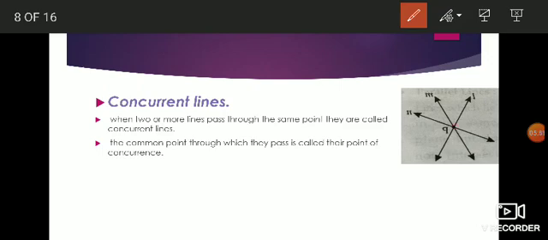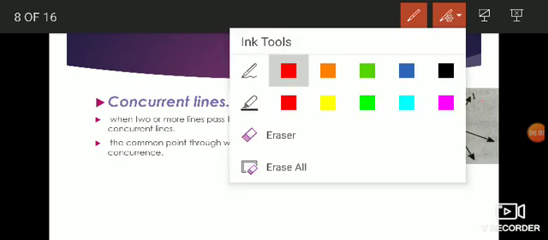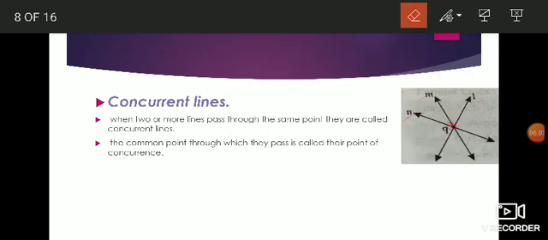See in this figure, line l, line m and line n pass through the same point, that is point P. So we can say that in this figure, line l, line m and line n are concurrent lines and point P is said to be the point of concurrence.